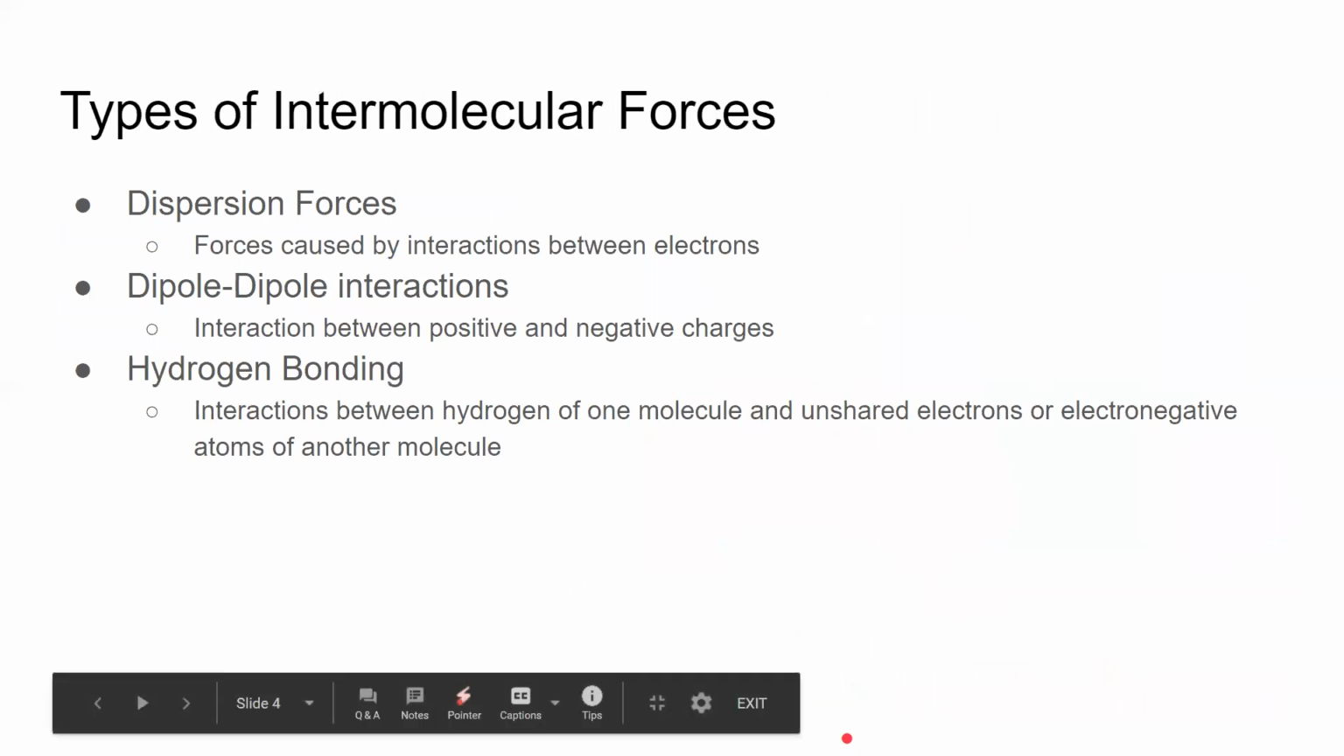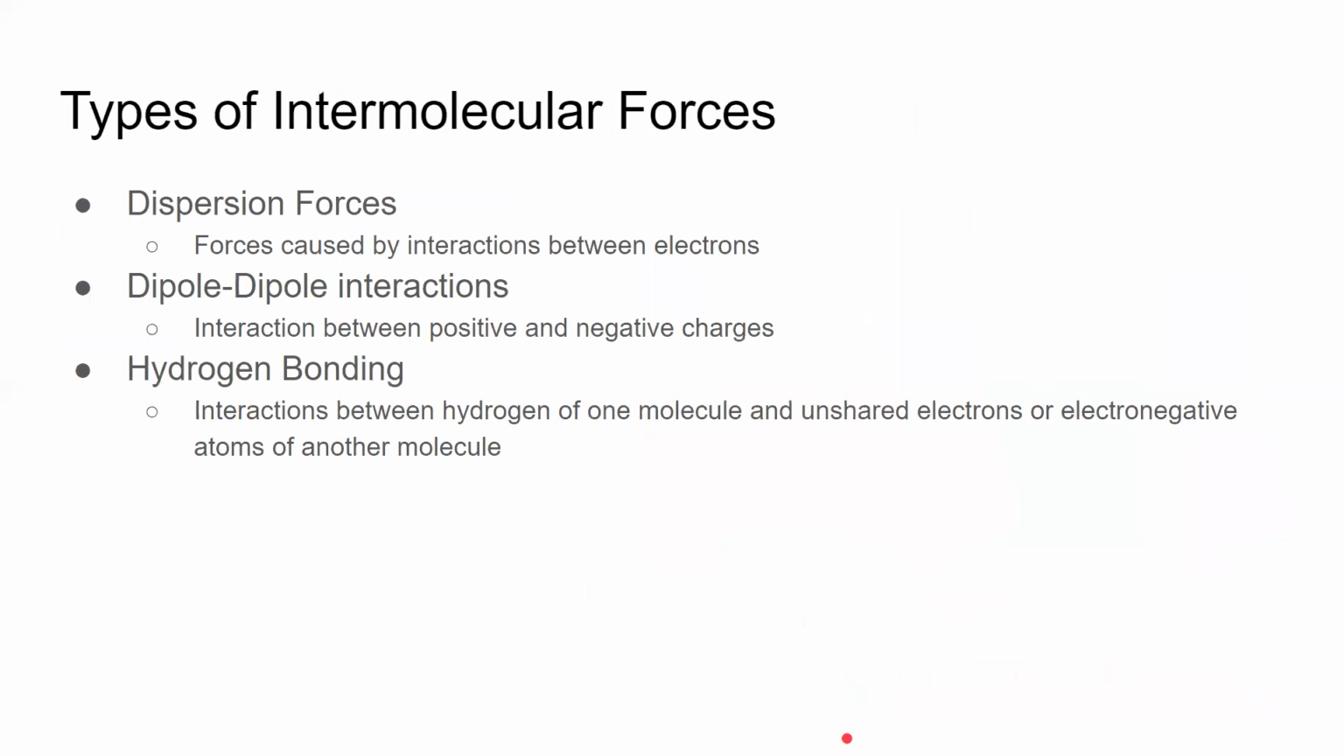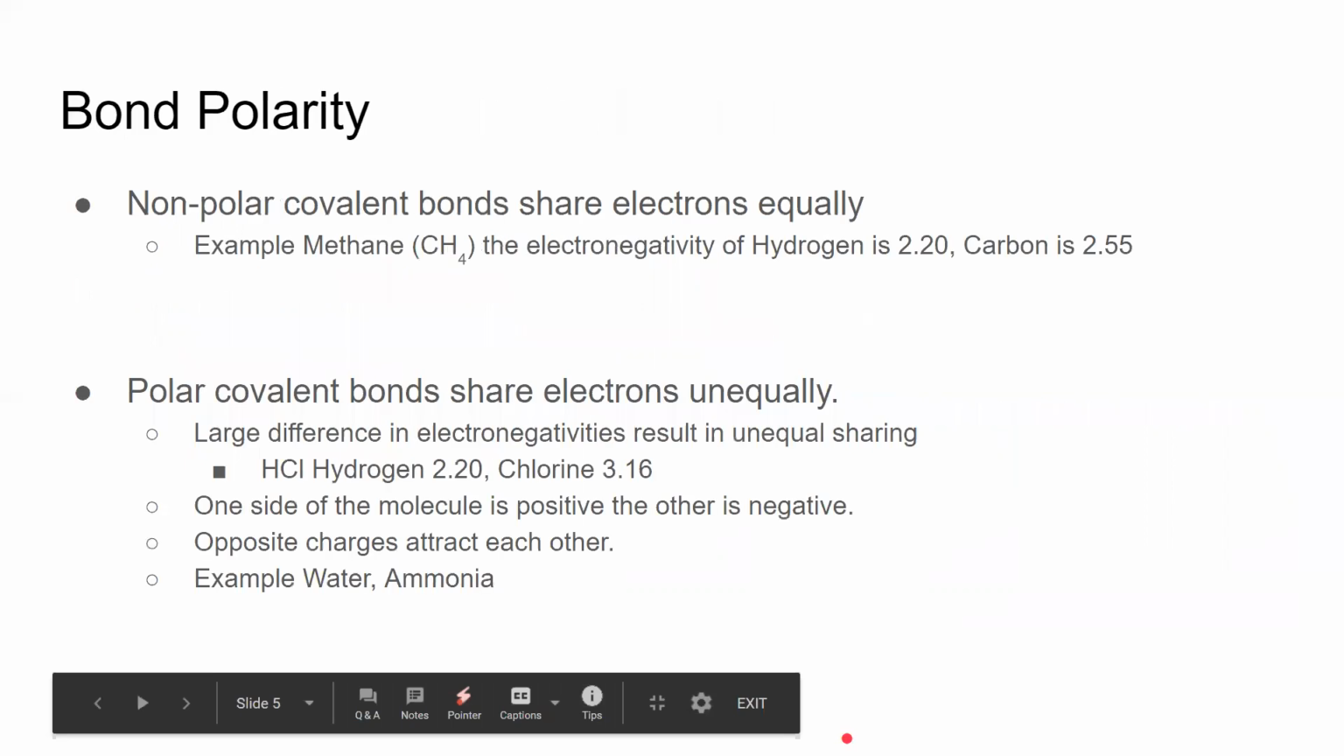Now let's talk about the types of intermolecular forces. The first one is dispersion forces, which are forces caused by interactions between electrons. The next one is dipole-dipole interactions, which are between positive and negative charges within a molecule. And finally, hydrogen bonding, which is the strongest of the intermolecular forces that we're going to discuss. There is one that's a little stronger, but we're going to skip that one for now.